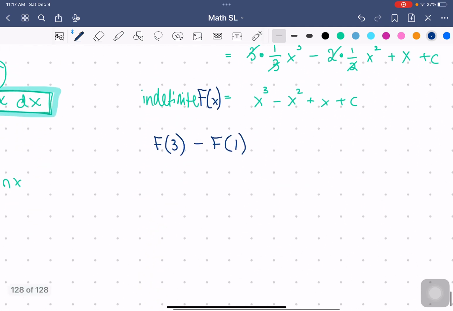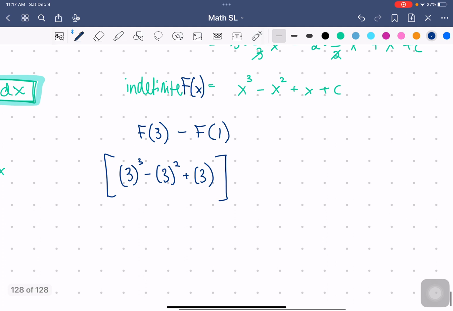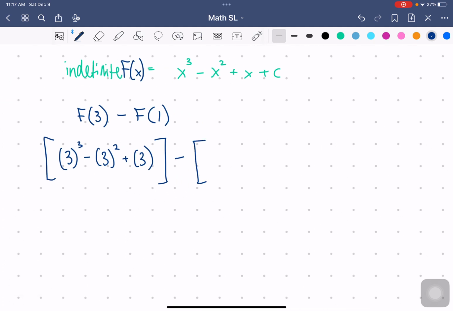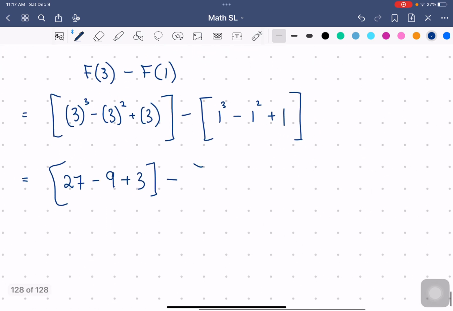The first one is going to be 3 to the power of 3 minus 3 to the power of 2 plus 3. That's going to be our first one. This is F of 3 minus F of 1, which is going to be 1 to the power of 3 minus 1 to the power of 2 plus 1. Okay, let's see now. 3 cubed is 27 minus 9 plus 3, minus the whole F of 1, which is going to be 1 minus 1, which is 0, plus 1, which is 1.